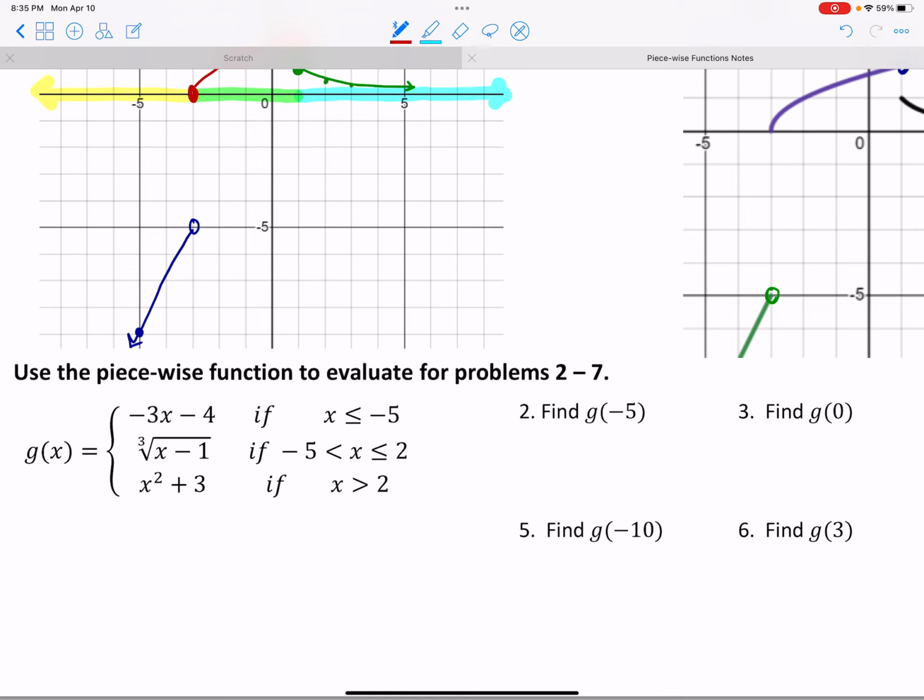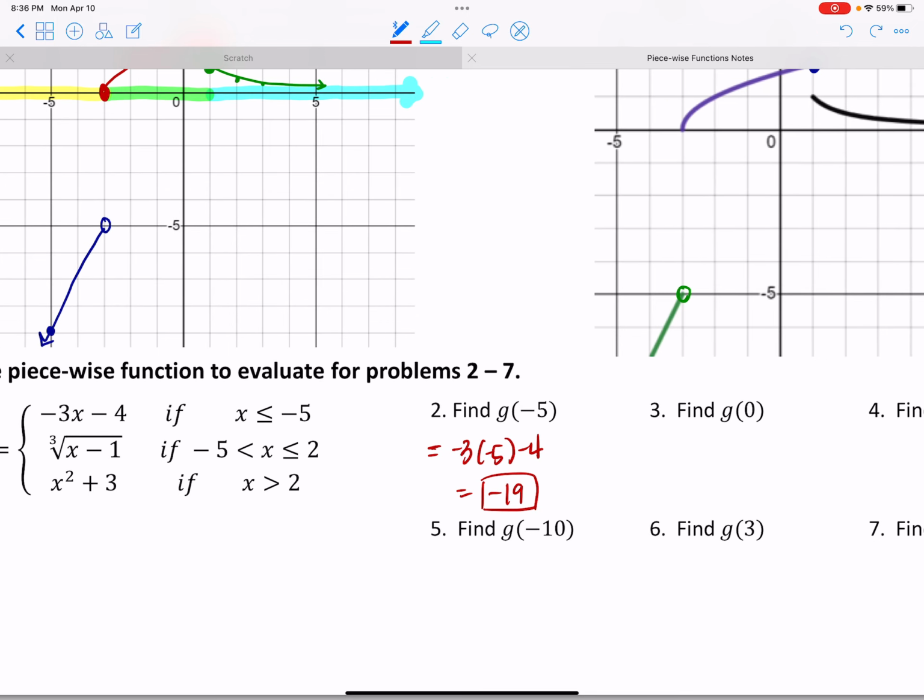So g of -5 would be equal to -3 times -5 minus 4. That's -15 minus 4, which would be -19. And then similarly for g of 0, so 0 is in here in between -5 and 2. So since 0 is in this domain, I would plug into this function, the second piece. That means g of 0 is going to equal the cube root of 0 minus 1, and the cube root of -1 would just be -1.